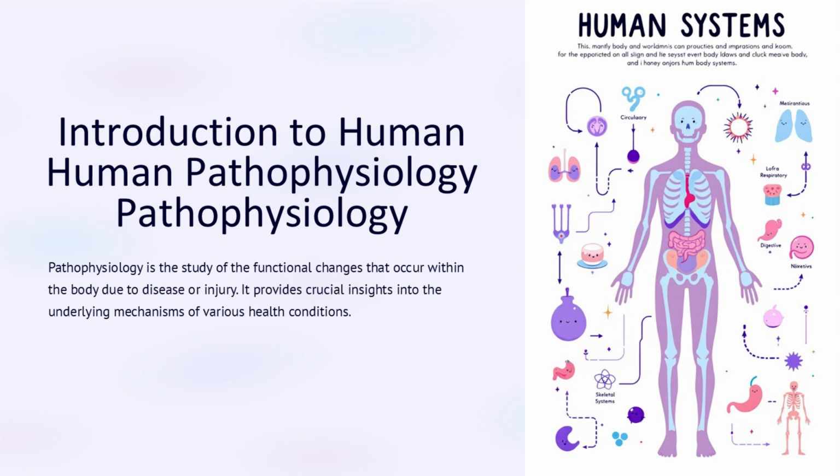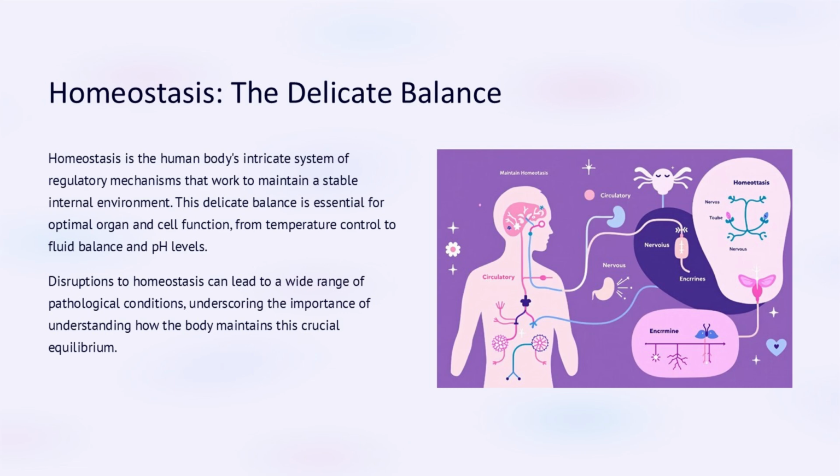understanding many medical conditions. Homeostasis is the body's complex system of regulatory mechanisms that work to maintain a stable internal environment. This delicate balance is essential for optimal functioning of organs and cells, things like temperature, fluid balance, pH levels, etc. Disruptions to homeostasis can lead to a wide range of health problems, so understanding how the body maintains this equilibrium is very important. The image on this slide shows detailed anatomical diagrams of the body's regulatory systems that help maintain homeostasis. I'll highlight a few key points about how these systems work to keep the body in balance.